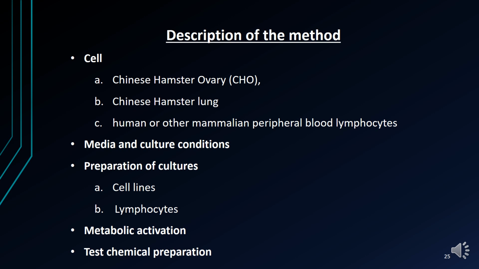After that, the test chemical preparation. So here, if that test chemical is present in the solid state, we have to dissolve that particular chemical in the particular solvent according to the need. And if that test chemical is available in the liquid form, we can use it as it is. Also, if there is a need of dilution, then the selection of an appropriate solvent should be there.